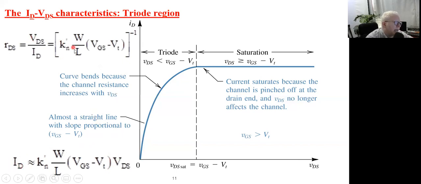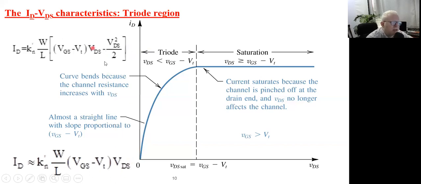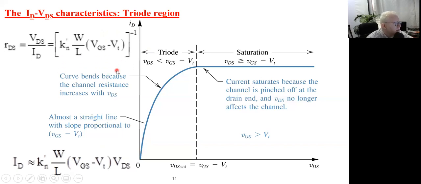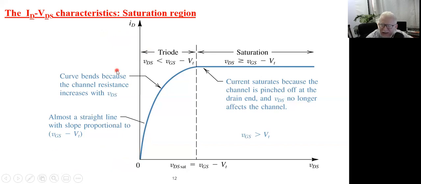So it's Kn dash W over L, VGS minus V threshold, all to the power minus 1. So this represents the resistance seen by the current whenever the electrons start to move from the source to the drain in the triode region. So this is the first equation. Of course, here we apply this linear approximation when we ignore this VDS square over 2 term. Perfect.